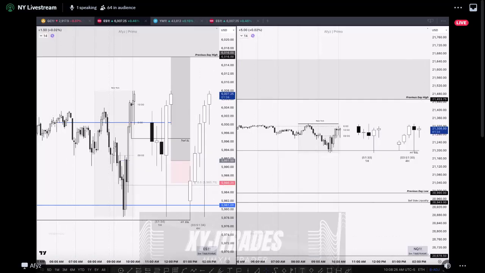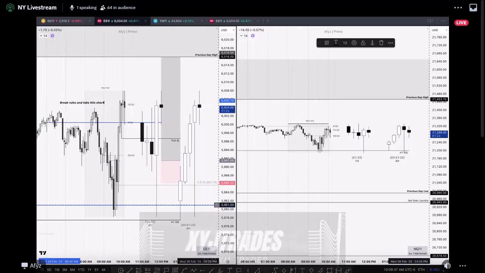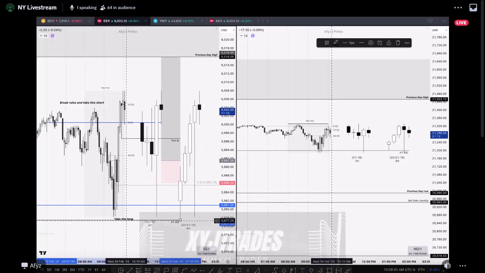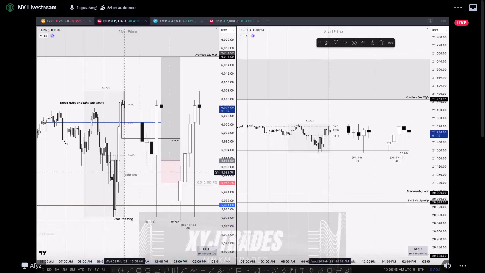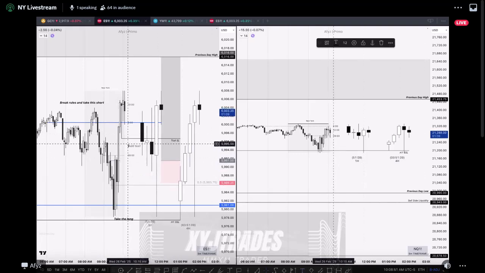And here's what I would do, guys. Break my rules here and take this short. This is the old me, literally 2 years ago. Break my rules and take that short. Then take the long. Then see this candle, stop out long, go short. See this pump right here, go long. See this retracement, stop myself out. I would be in 4 trades by now, and I'd be down $500.